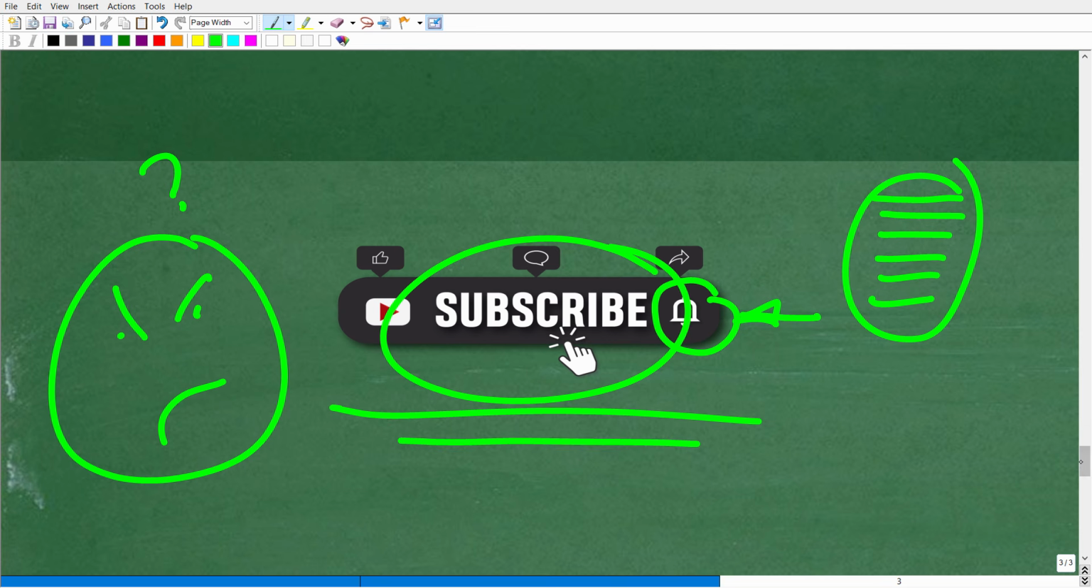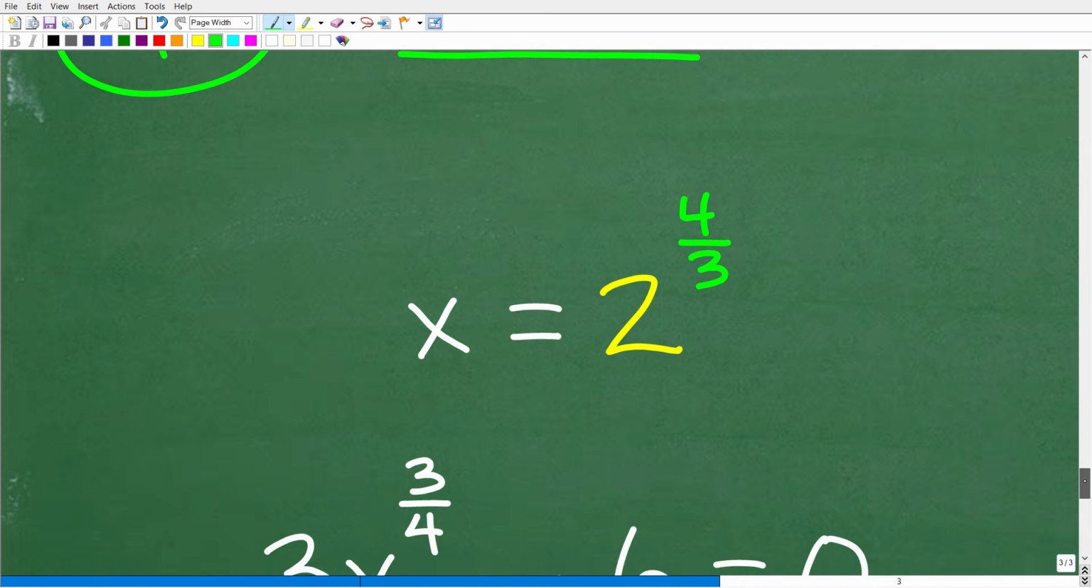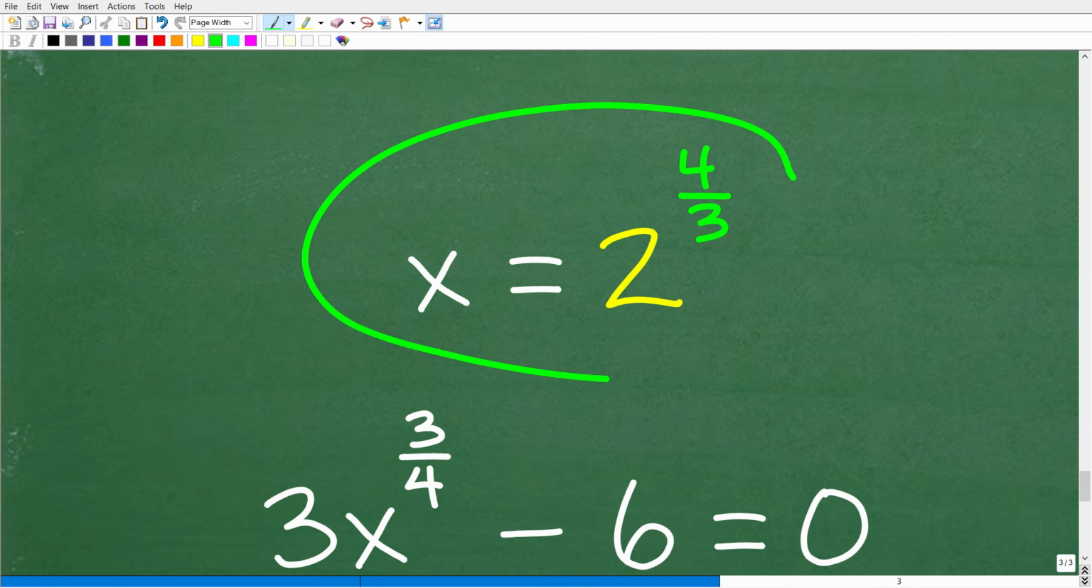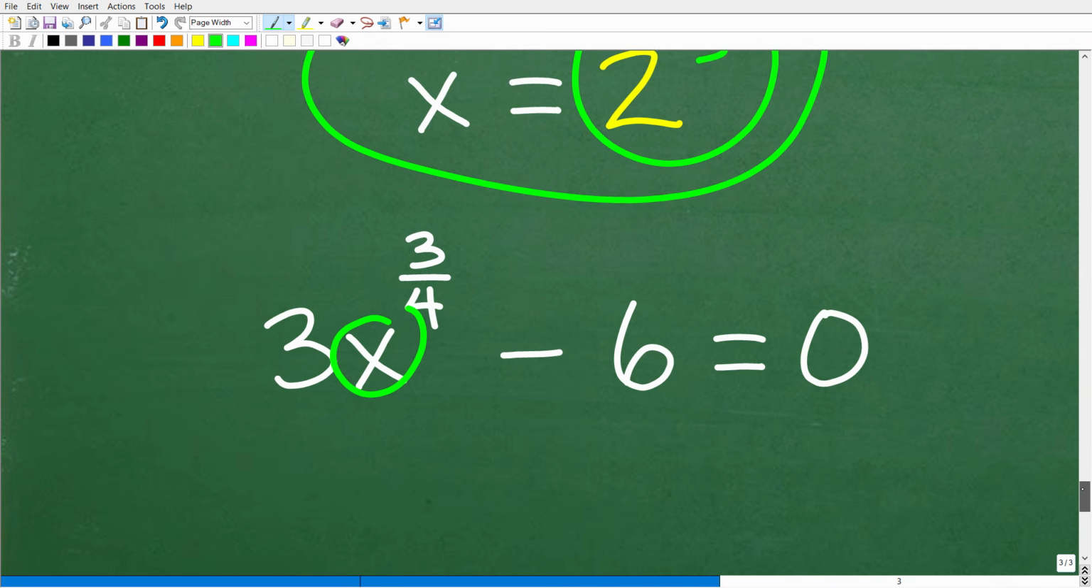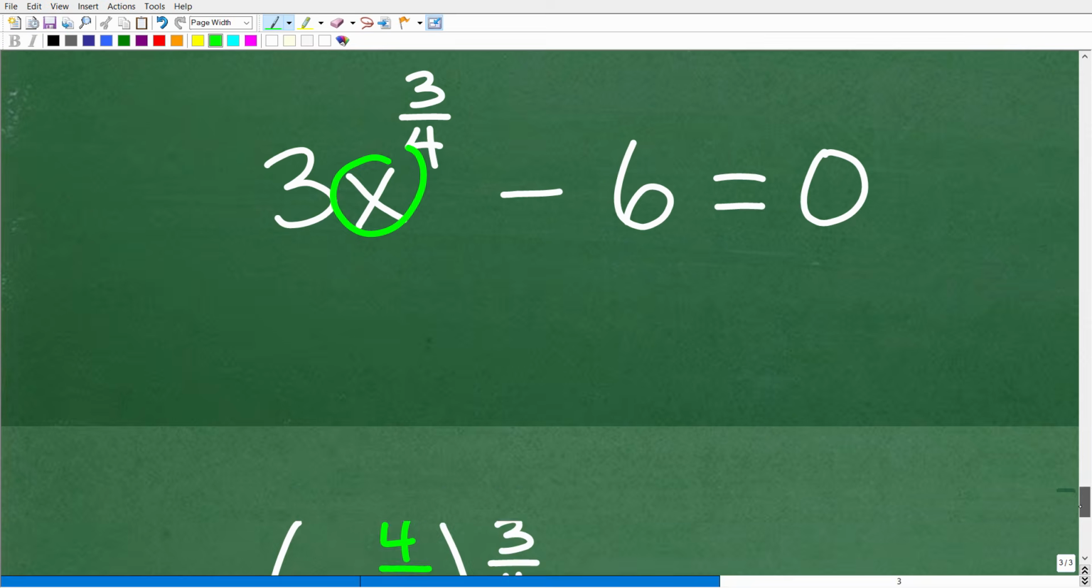All right, so let's go and check this solution or possible solution at this stage. Although we know this is the right answer, we still have to show this step because this could potentially be an extraneous solution. All right, so x is equal to 2 to the 4/3. We hope this is the right answer. So we're going to replace this x with that value right there, 2 to the 4/3. So let's go and do that right now.